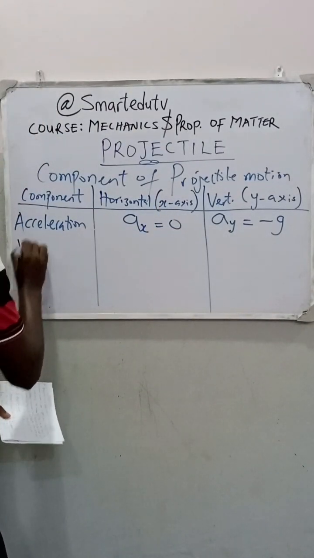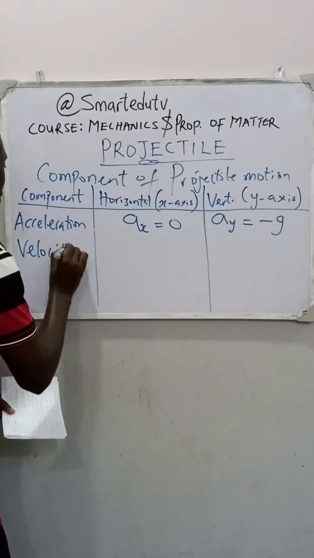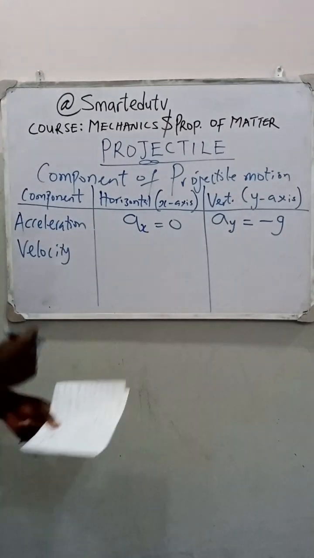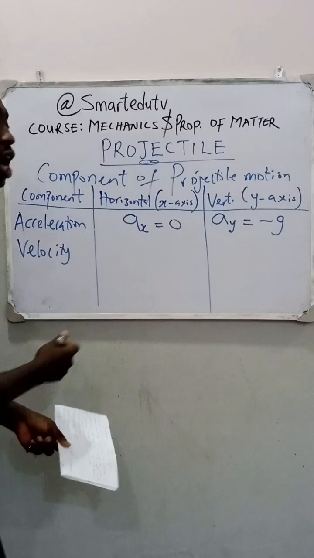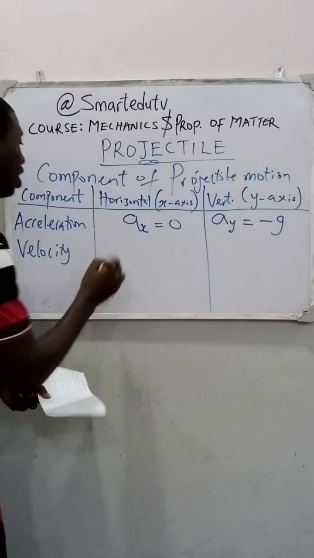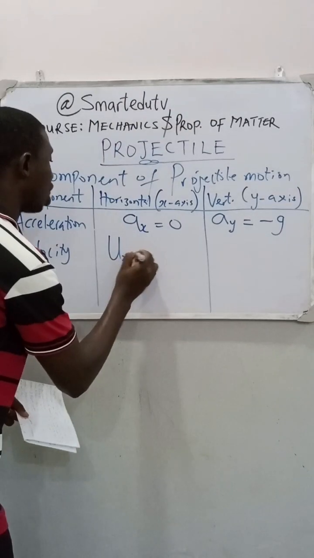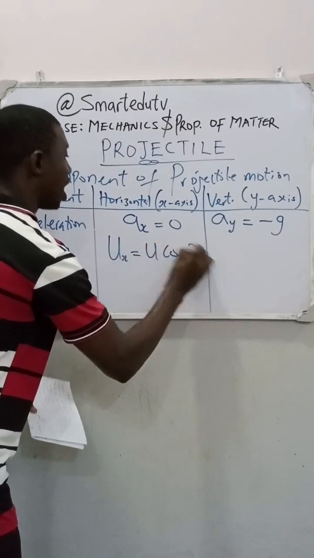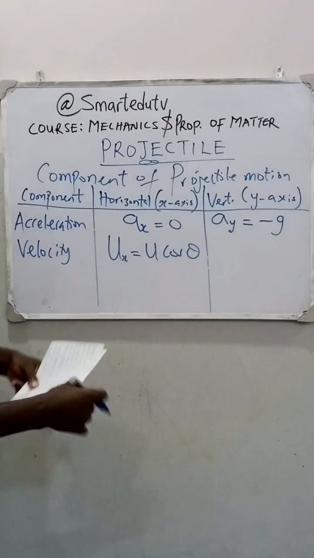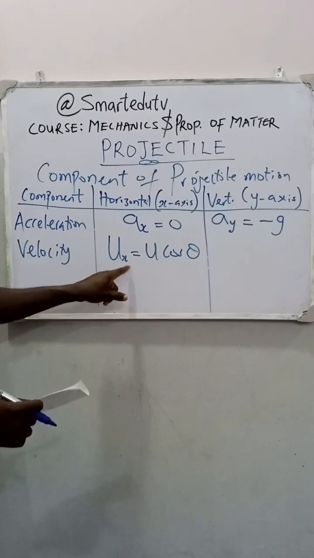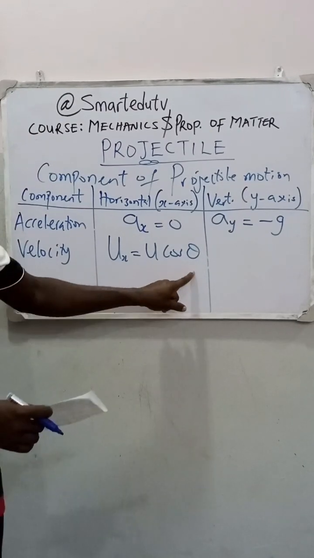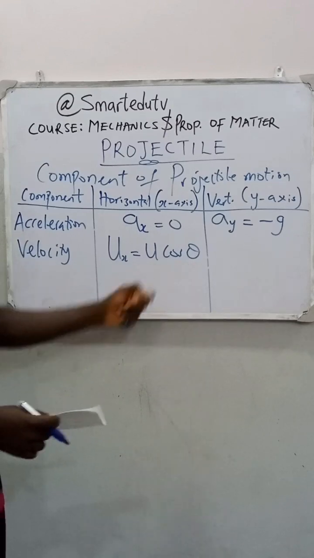In terms of velocity, let's see what happens. Along the x-axis, our velocity is given as Ux, which is equal to U cos theta. Please take note of this. Our velocity along the x-axis is given as U cos theta. Why do we use cos?